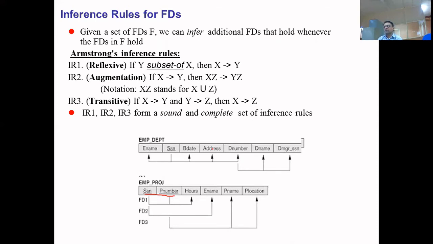We have 6 inference rules: IR1, IR2, IR3, IR4, IR5, and IR6. But IR1 to IR3 are called Armstrong's inference rules. As I told, IR1, IR2, IR3 are called a sound and complete set of inference rules. We'll see the meaning of sound and complete set of inference rules maybe after the explanation of this particular slide.